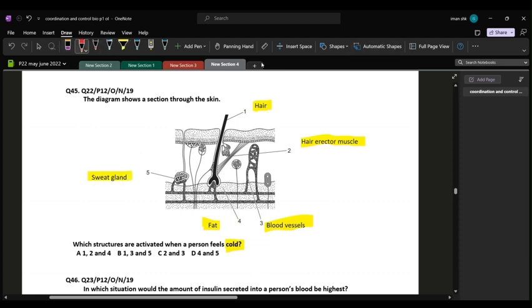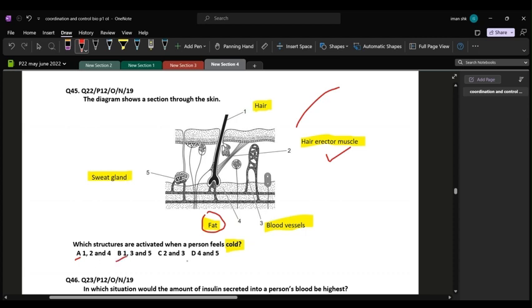Now, out of all these structures, which are going to be activated when the person feels cold? Is it option A, 1, 2, and 4? But 1 doesn't get activated. 2, yes, it contracts. And then the hair gets pulled up and it stands like this on the skin surface. And 4 is fat. Fat cannot be activated, it is just sitting like a deposit in your skin.